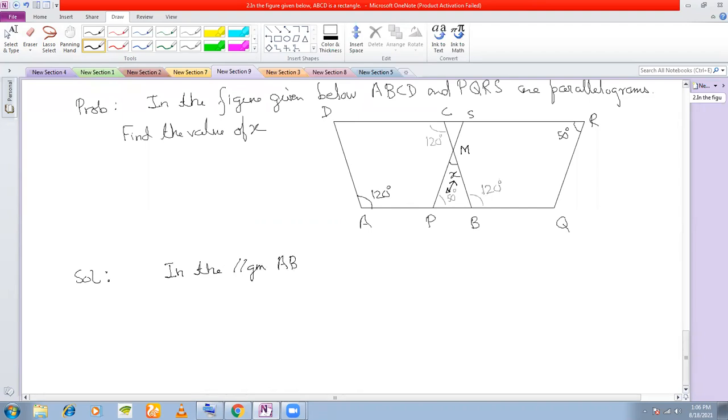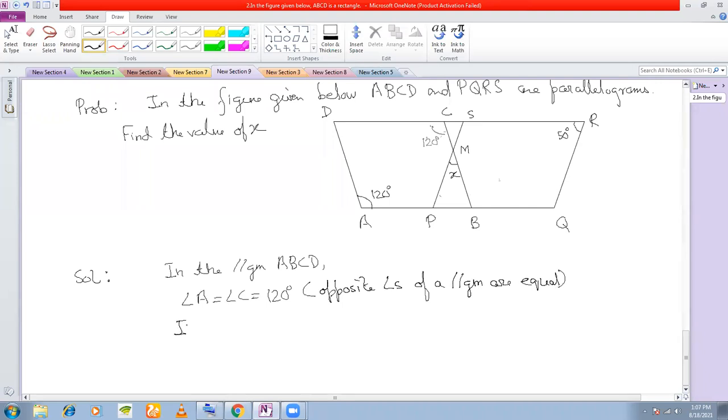So let's do this in the parallelogram ABCD. Angle A is equal to angle C is equal to 120 degree. Let me erase this and write once again so that you can understand step by step. So angle A and angle C are 120 degree. So this angle is 120 degree. Because the reason is opposite angles of a parallelogram are equal.